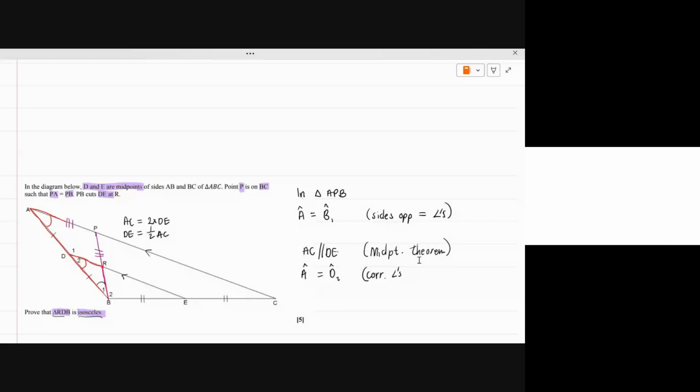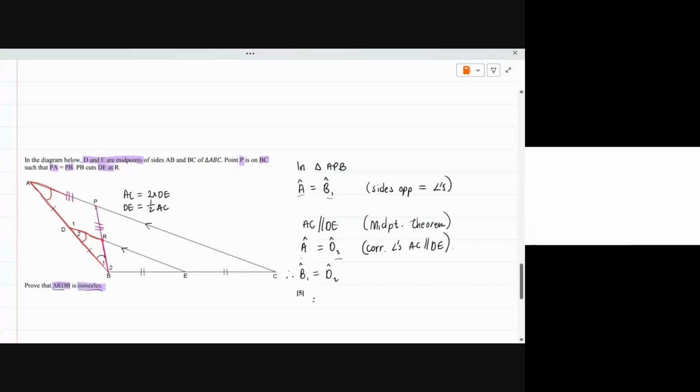And I must name my parallel lines. AC is parallel to DE. Okay. And now I've just proven that RDB is an isosceles triangle, because if A is equal to B1 and A is equal to D2, then both of them must be equal to each other. They're both equal to A. Then I can say, therefore, B1 is equal to D2, right? And if those two are equal, then we can get to our reason. Therefore, triangle RDB is isosceles.